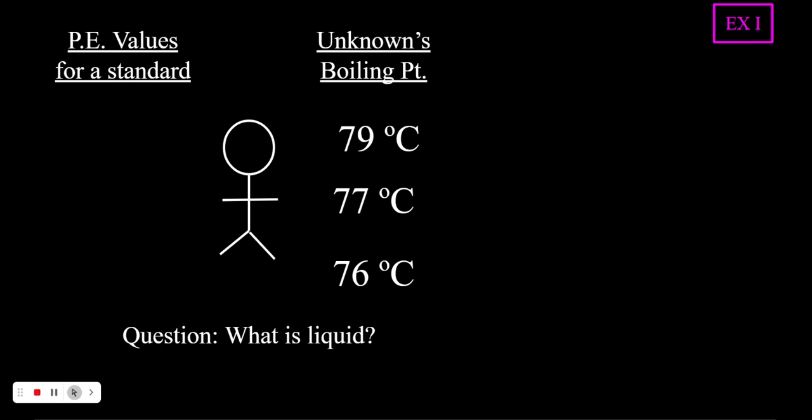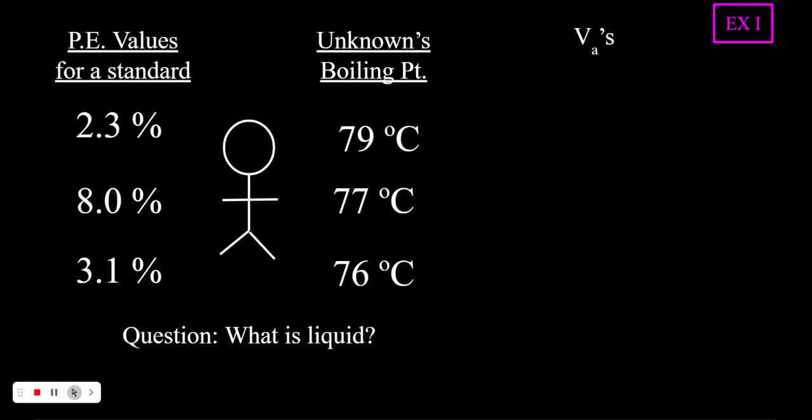They do the experiment with a different liquid, a standard liquid, the liquid they know the identity of, and they get their percent error values here. These are pretty low. This is good. It means it's an average of about, let's say, 4-ish. So that means these numbers here, the 79 of the unknown, are close to the actual values.